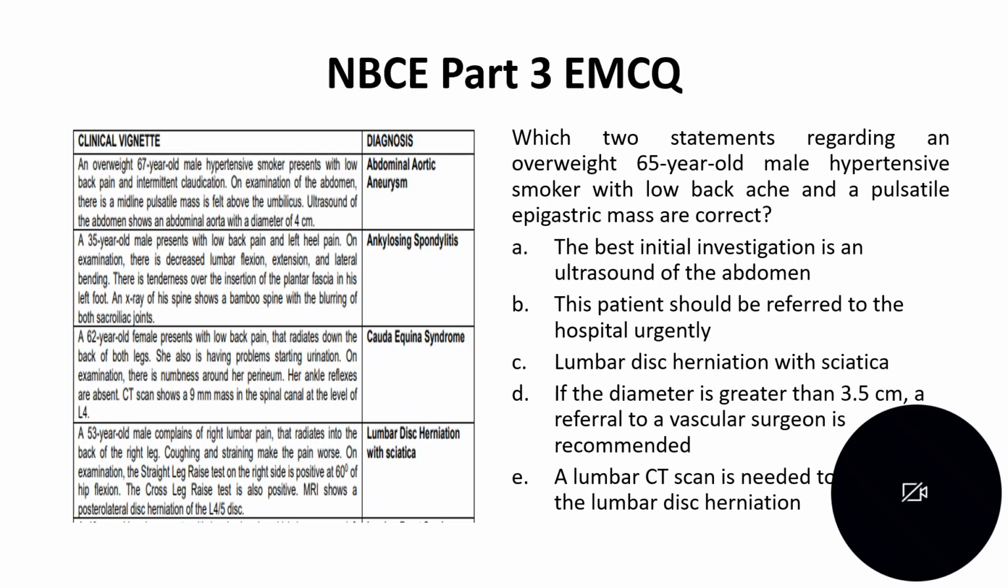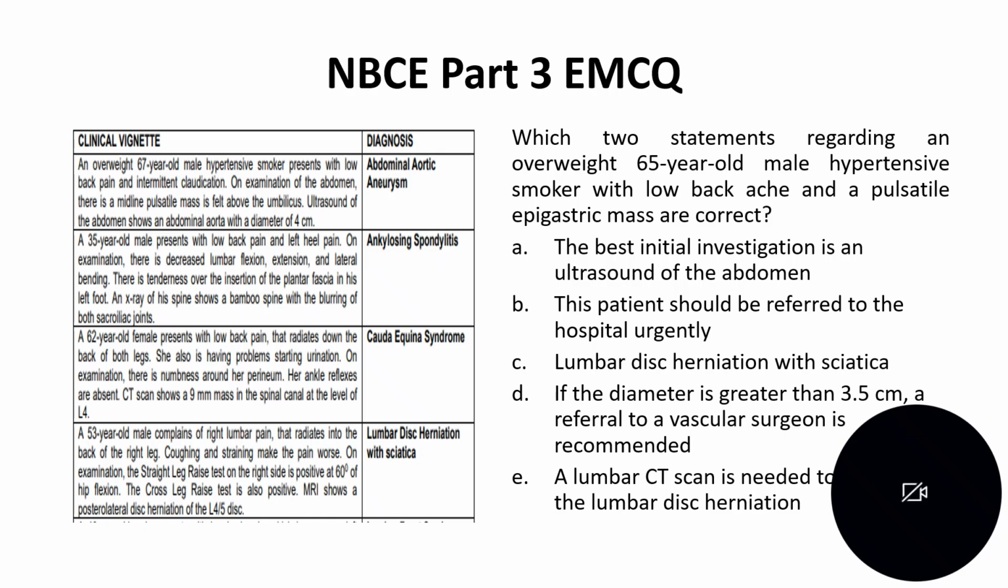I could use the same vignette and make a typical Part 3 extended multiple choice question that would go like this: which two statements regarding an overweight 65-year-old male hypertensive smoker with low back pain and a pulsatile epigastric mass are correct? There are your five choices, and the two correct choices are likely to be the following. A, the best initial investigation is an ultrasound of the abdomen. This is where you are going to actually get a measurement of the diameter of the abdominal aorta.